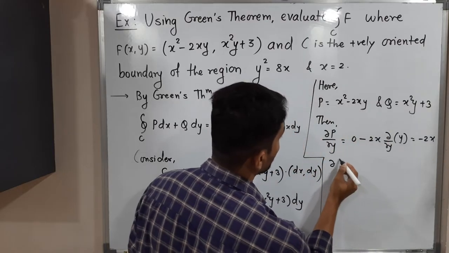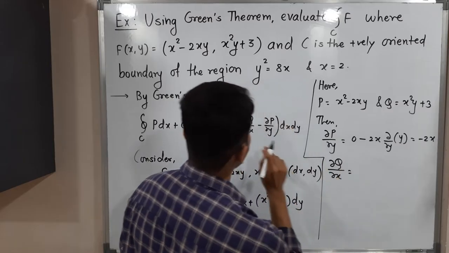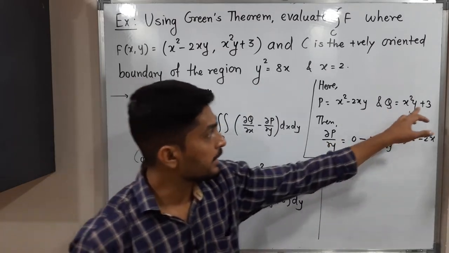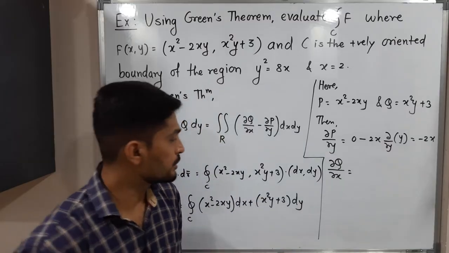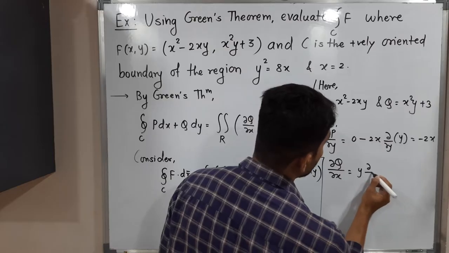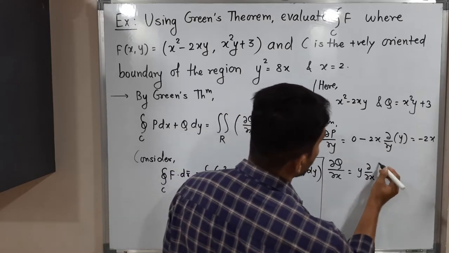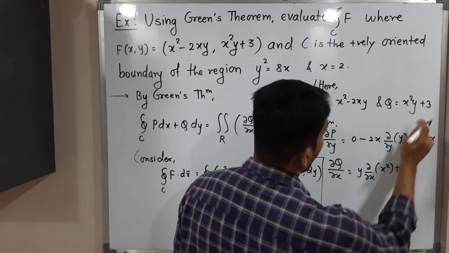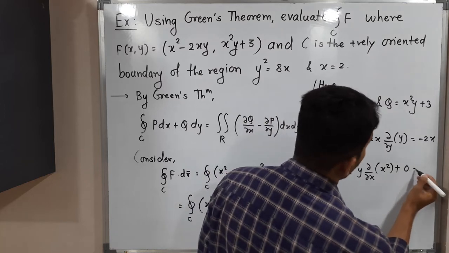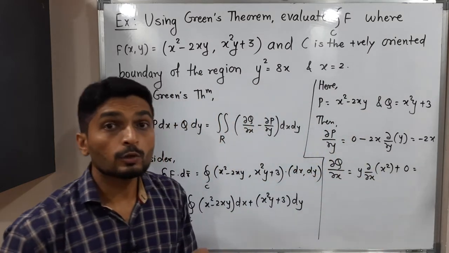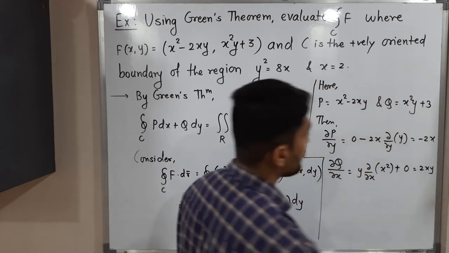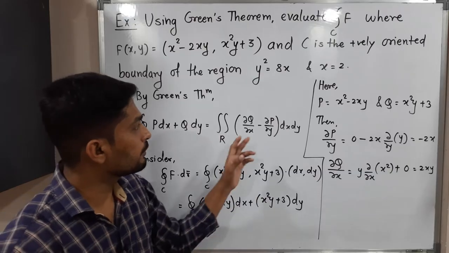So let us find the second derivative, del Q by del x. We want the derivative of Q with respect to x. As you can see, addition is there, so we can take separate derivatives. Let us find the derivative of the first term. y is a constant and will come outside since we are finding the derivative with respect to x. So we take the derivative of x square only. And 3 is a constant, so its derivative will be 0. What is the derivative of x square? It is 2x. So 2x into this y, we'll have 2xy.